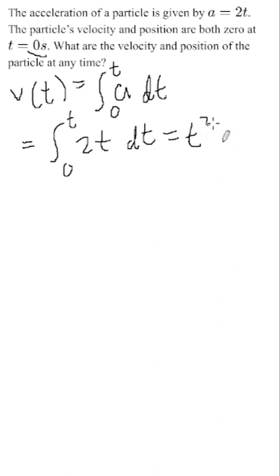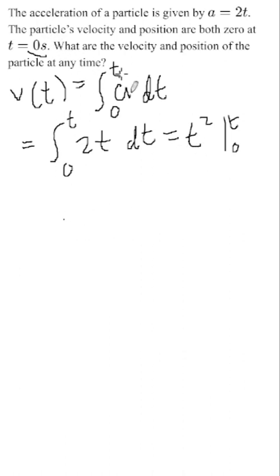simplifies to t squared. And then we're going to take the value of that from the upper bound is t and the lower bound is 0. So that is basically the function for the velocity.